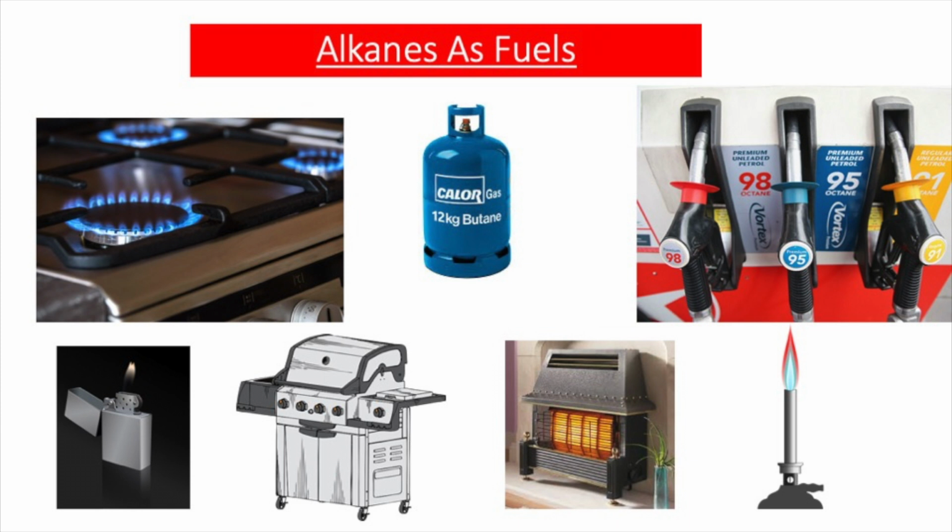Now, there are lots of examples of this. For example, methane is used in gas fires, gas cookers, and in Bunsen burners. Butane and propane are found in camping gas and are used in barbecues. Butane is used in cigarette lighters, and octane is a main constituent of petrol.